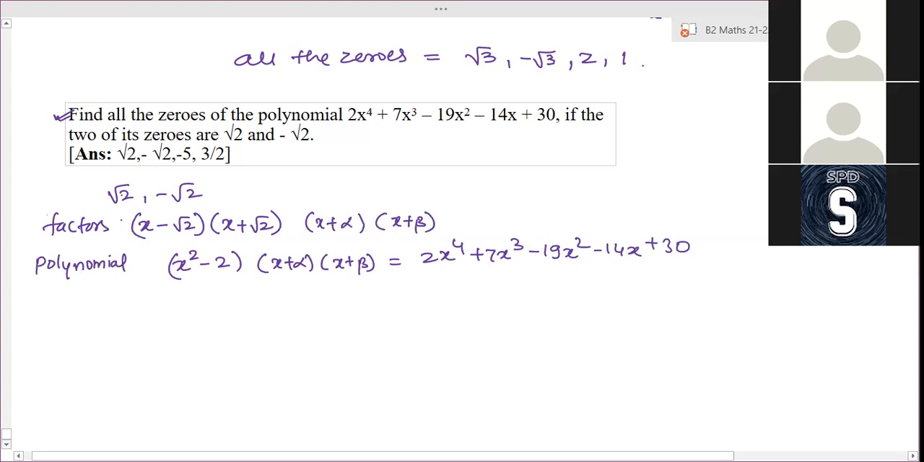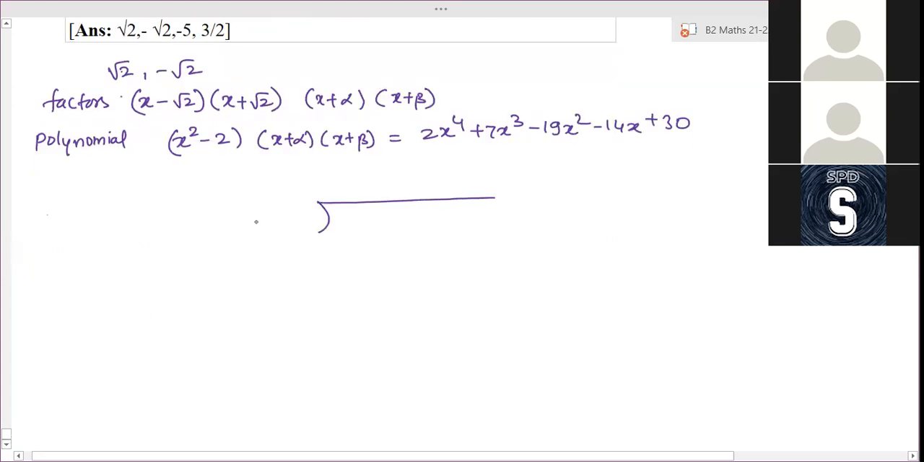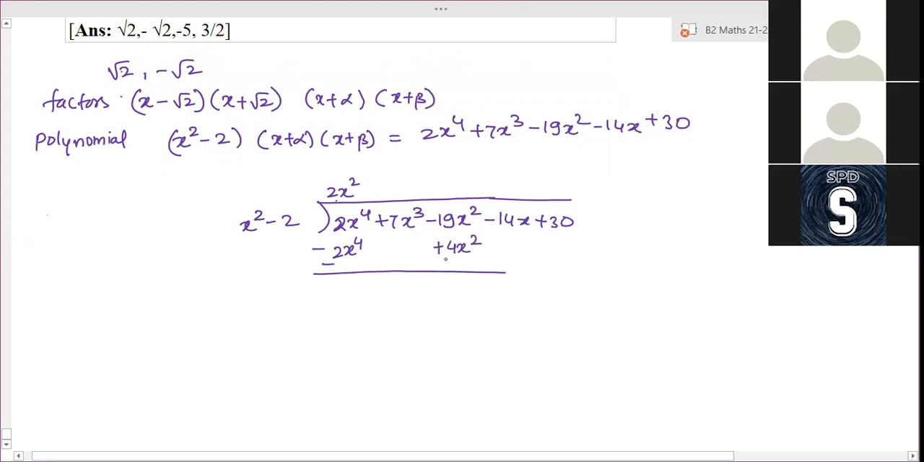So now we divide by x square minus 2. I'm doing the division, ma'am, so I'll give the answer now. What is the first quotient? 2x squared. So it is 2x to the power 4 minus 2 into 2x square is plus 4x square. Like terms below. This gets cancelled. This is 7x cubed. Ma'am, that's wrong. 2x square into minus 2 is minus 4x square. So it will be plus.